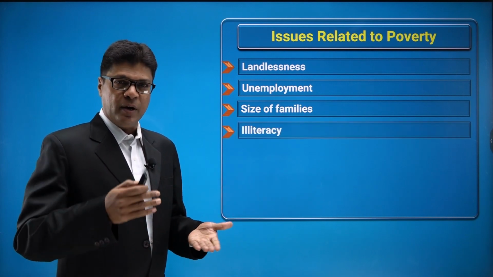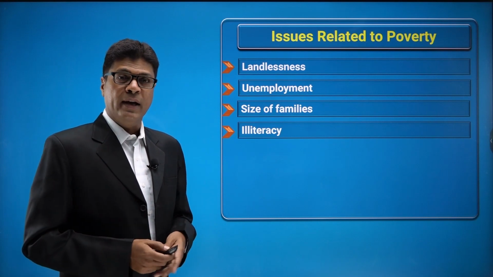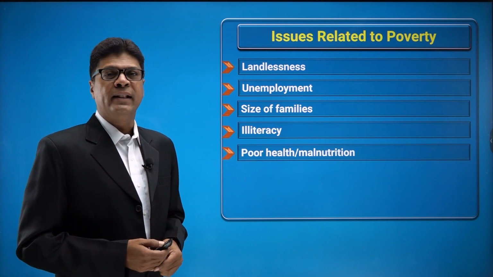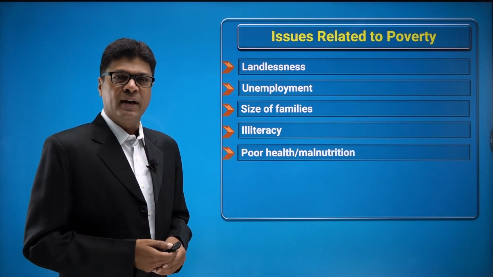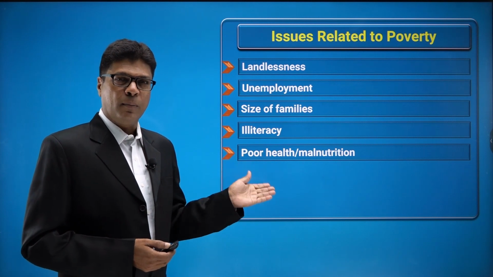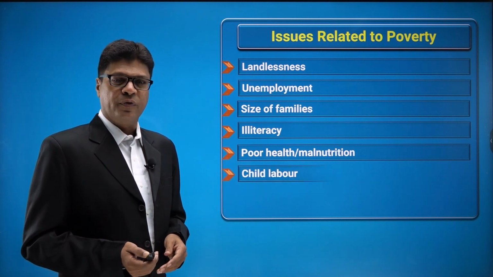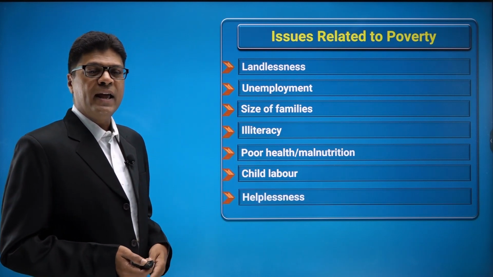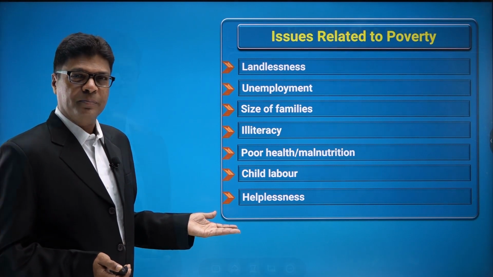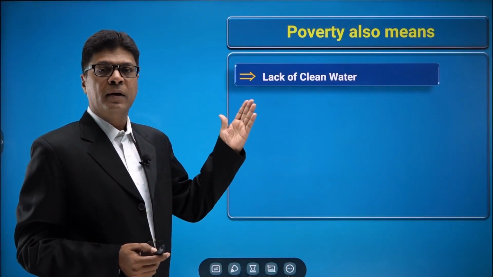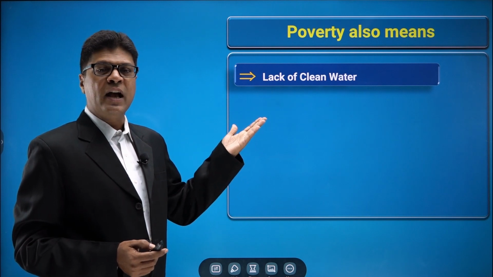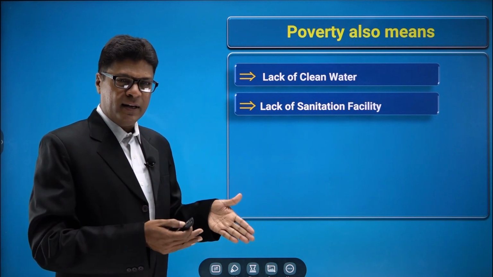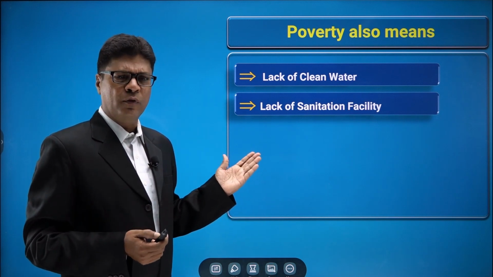Illiteracy, because a literate person can earn more in comparison to an illiterate person, as we discussed in the last chapter. Poor health and malnutrition. हमारे यहाँ पे इंडिया के अंदर काफ़ी जगहों पे health is not up to date and malnutrition not fit. Child labor is also a big example of the issues related with poverty and helplessness. They don't want to be helped. Poverty also means persons are not getting clean water. There is a lack of clean water facilities, lack of proper sanitation facilities, proper नालियाँ नहीं हैं, proper drainage systems नहीं हैं, and many other types of problems are there.